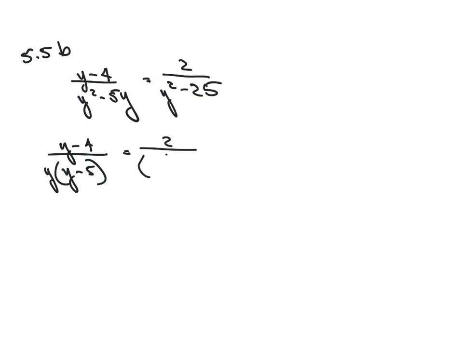Difference of two squares, if you remember that, y plus 5, y minus 5. Okay, so we're simplified. So we just need to look and see what our common denominator is. We have a y here. We have a y minus 5 here. We also have one there, but we only need one. And we have a y plus 5 here. So these three are our common denominators.